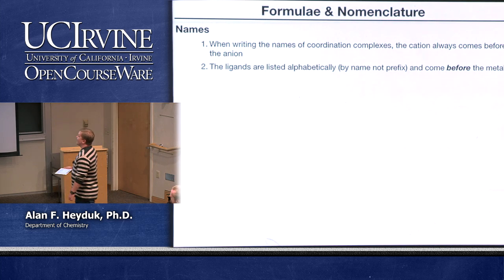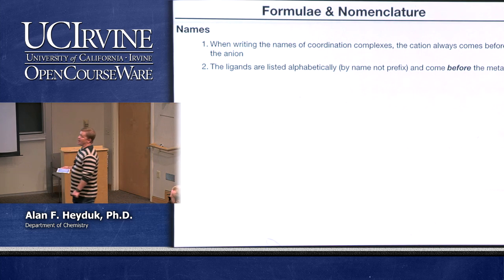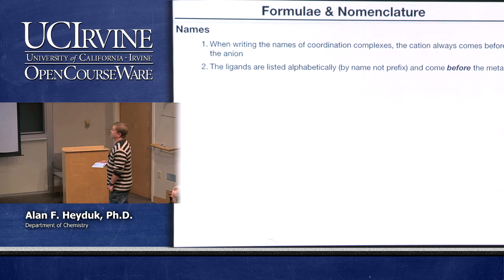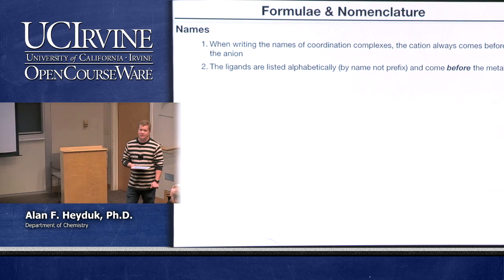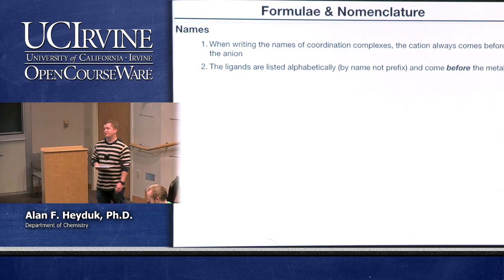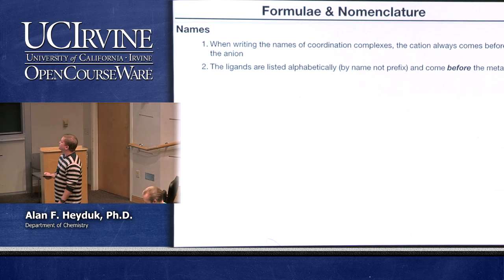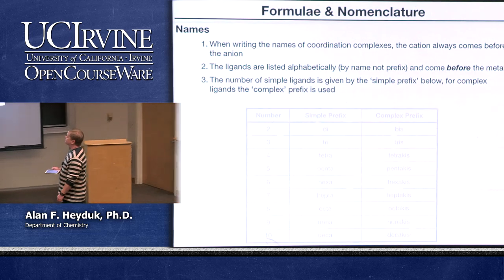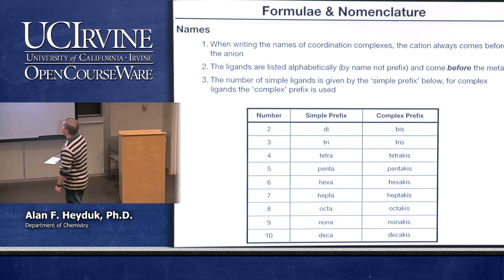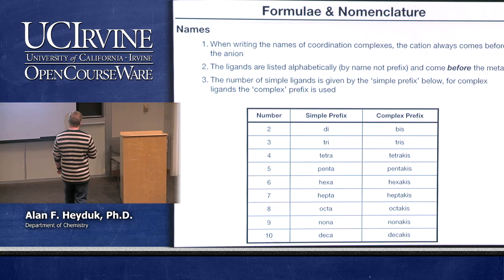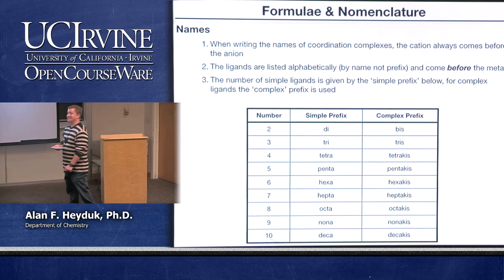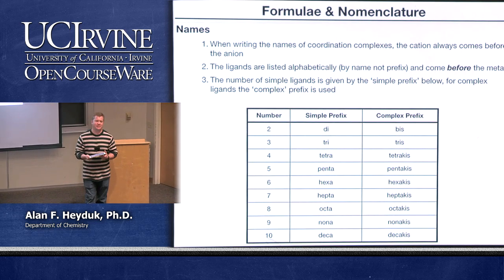The ligands are listed alphabetically by name, not prefix. So if you have an ammonia ligand, it goes by A. If you have 4 ammonia ligands, it doesn't go by tetra, it goes by A. The number of simple ligands is given by a simple prefix. For complex ligands, the complex prefix is used.